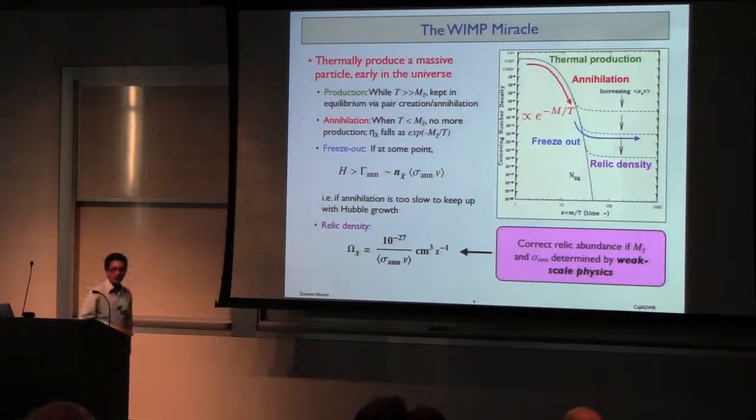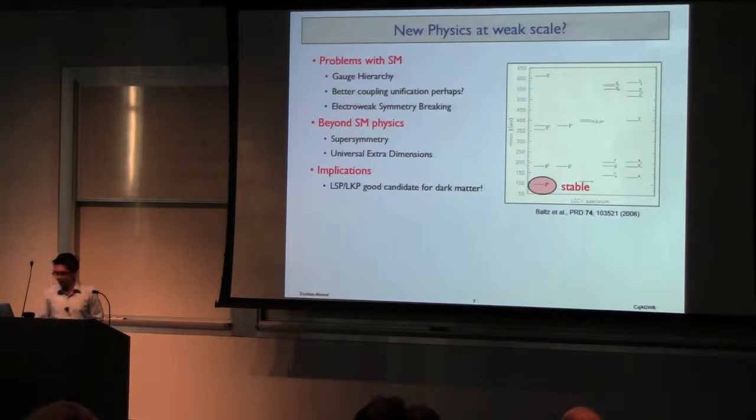So cosmology suggests that we should be looking at weak scale cross sections and masses for dark matter, and this is why the WIMP model is very attractive. So okay, the weak scale. Is there something at the weak scale in physics? Oh yes, there is. We know that there are problems with the Standard Model.